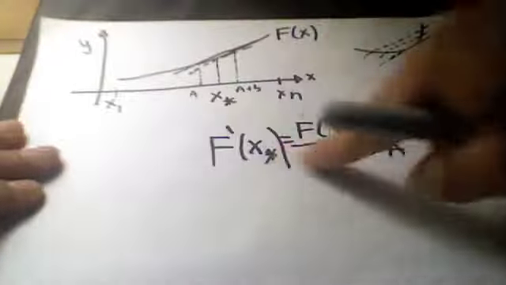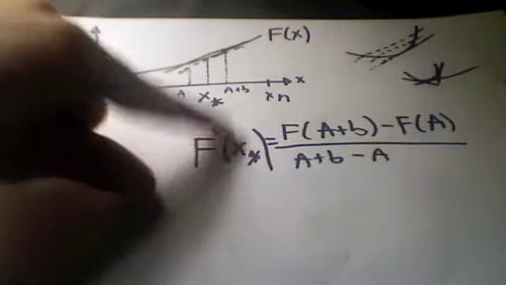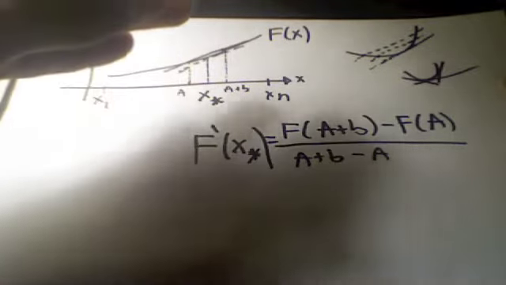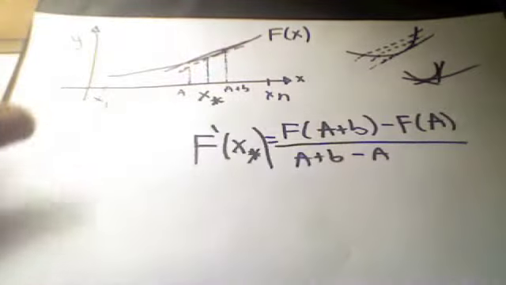And I'm going to reference this later, so I really want you to remember it. There's definitely some point x star between 2 points on a function whose tangent line slope is parallel to the line you drew between the 2 points. Okay.